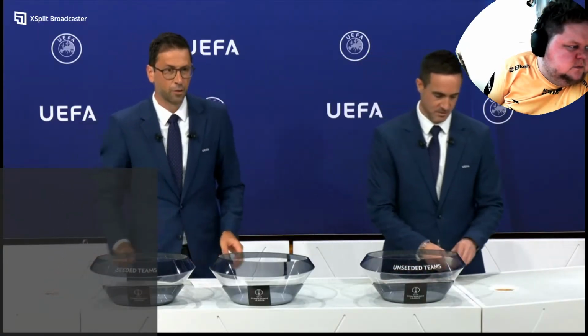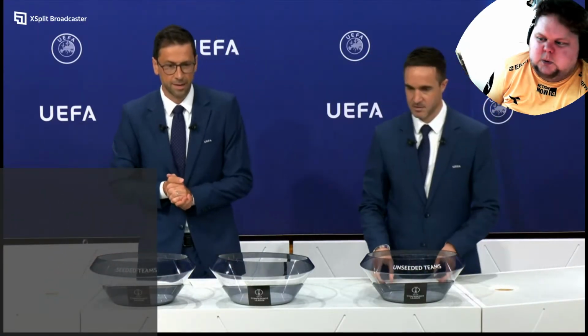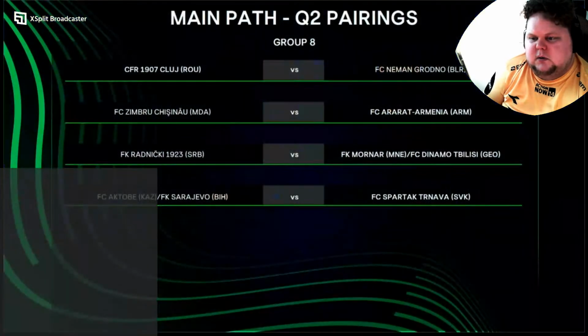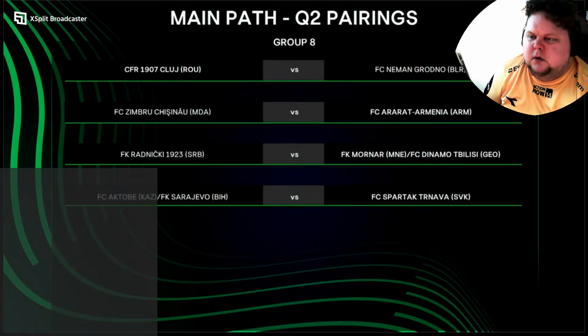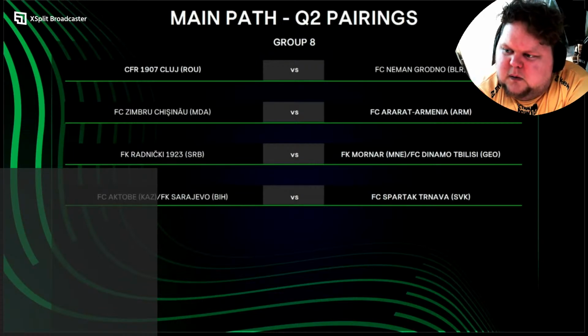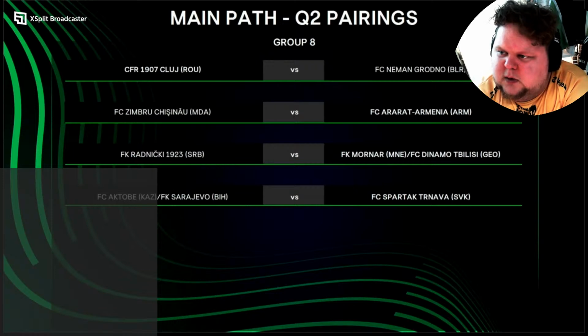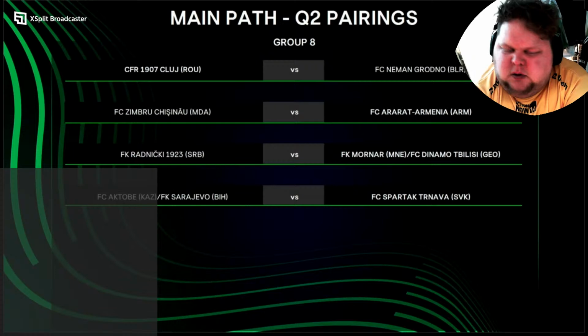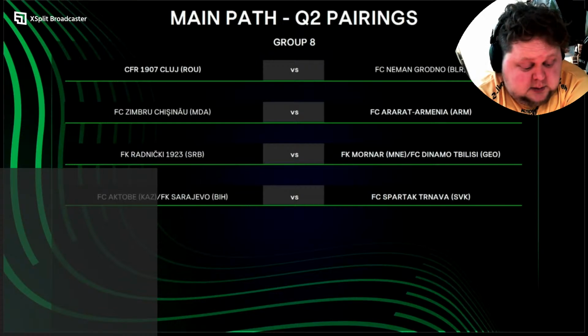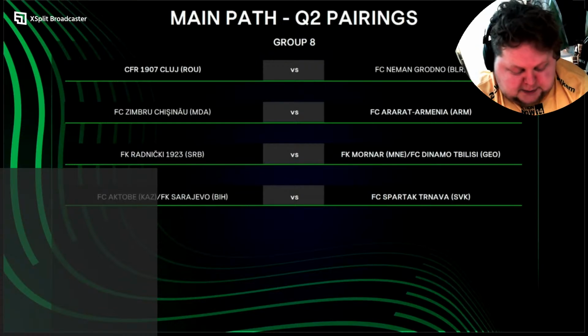Now we can focus on the results these numbers gave us for group number 8, where we have CFR 1907 Cluj from Romania playing against FC Neman Grodno from Belarus. We have FC Zimbru Chisinau from Moldova playing against FC Ararat Armenia from Armenia. In addition, we have FK Radnicki 1923 from Serbia, who will play against FK Buducnost or FC Dinamo Tbilisi from Georgia, and FC Aktobe from Kazakhstan or FK Sarajevo from Bosnia-Herzegovina will play against FC Spartak Trnava from Slovakia.